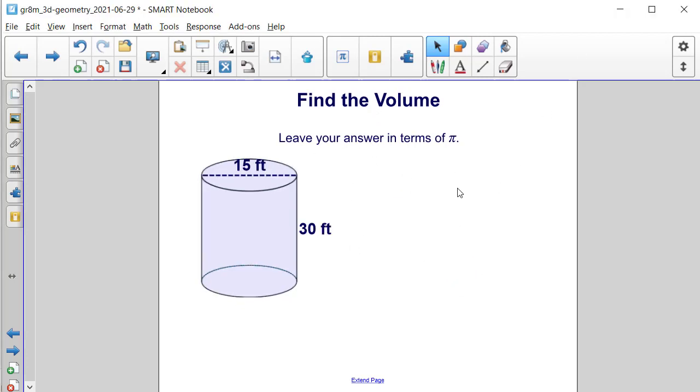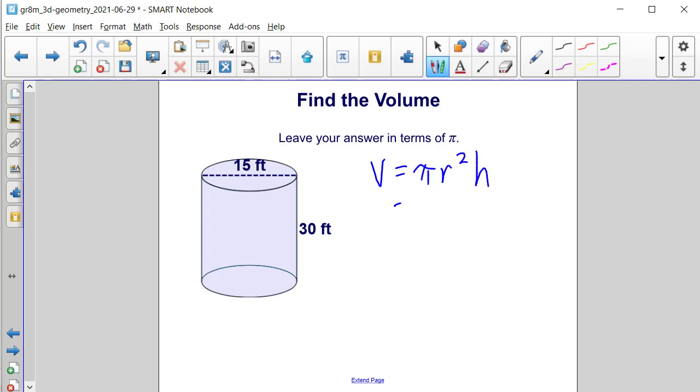Find the volume, leave your answer in terms of pi. Well, for the volume of a cylinder, it's found by multiplying pi times the radius squared times the height. So we still have pi. Now we're given the diameter is 15 feet. So therefore, our radius is going to be half of 15.